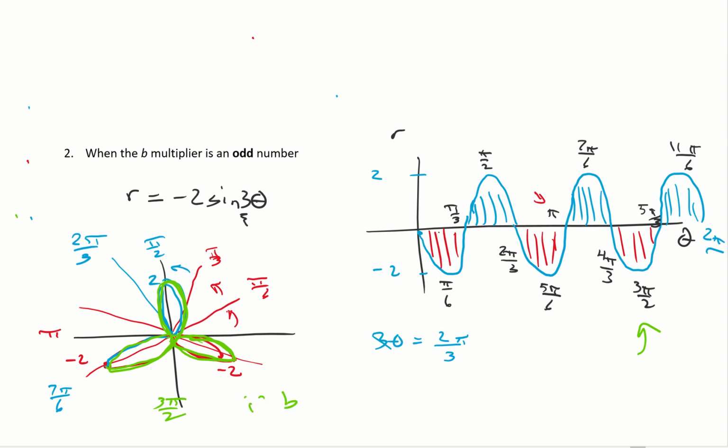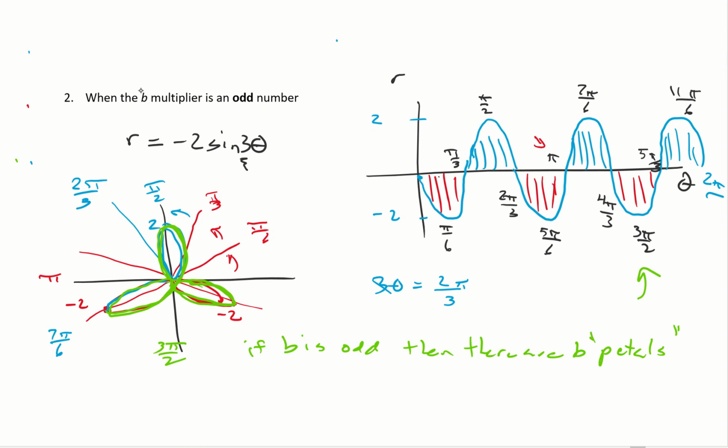If B is odd, then there are B petals, and as theta goes from 0 to 2 pi, the curve swings through the petals twice.